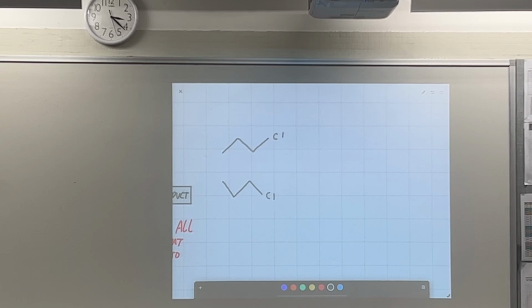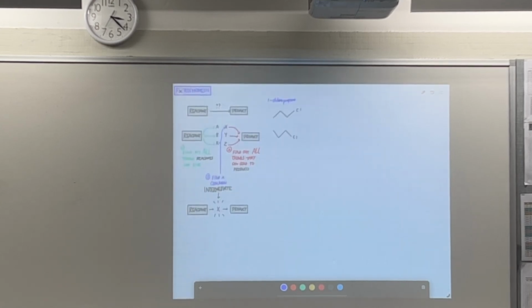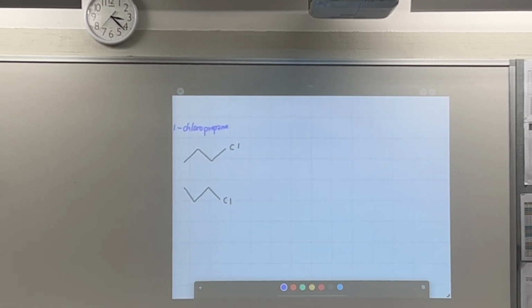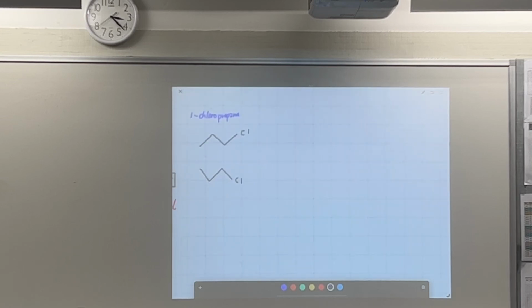So this is 1-chloropropane. And then we have the product, 1,2-dichloropropane, which looks like this.